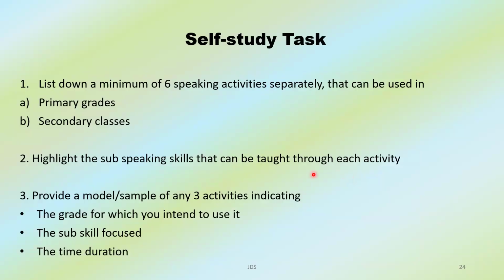List down a minimum of 6 speaking activities separately that can be used in primary grades. For example, you put primary grade and list down, say, songs and rhymes, poems. Think of any other speaking activity appropriate for primary. Storytelling. Storytelling. Loud reading. Small children, grade 1, grade 2, you can even use loud reading, right? So likewise, you list down 6 activities for primary and for secondary classes.